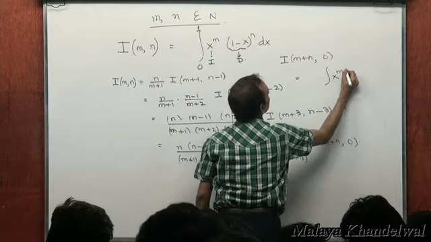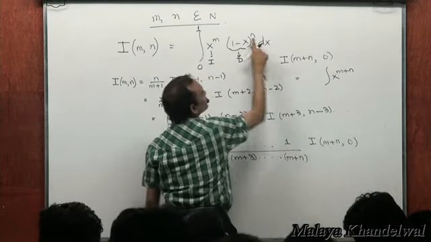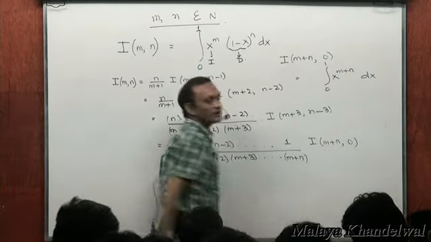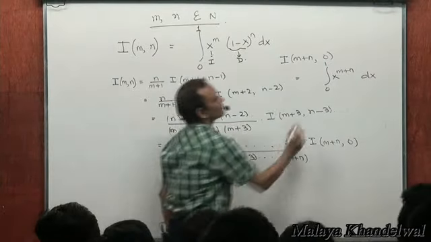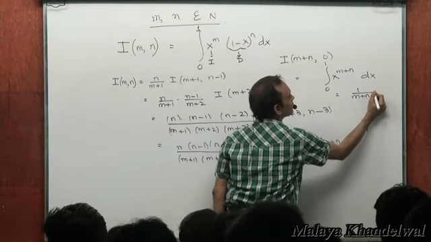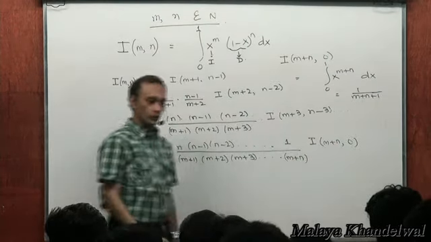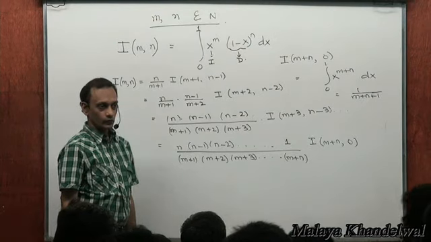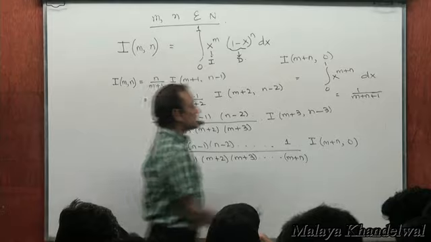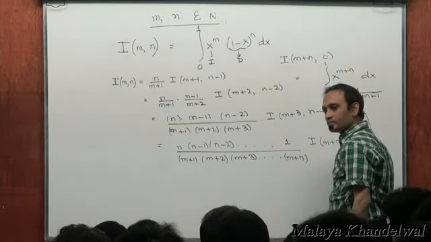x power m plus n, put n equal to 0, dx, x runs from 0 to 1. That's what it is. I(m+n, 0), which is 1 by m plus n plus 1. So let me replace this with 1 by m plus n plus 1.